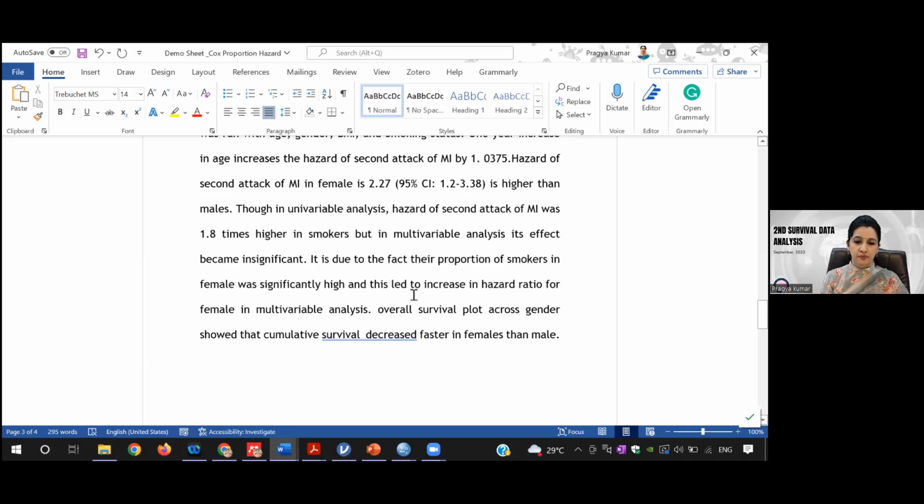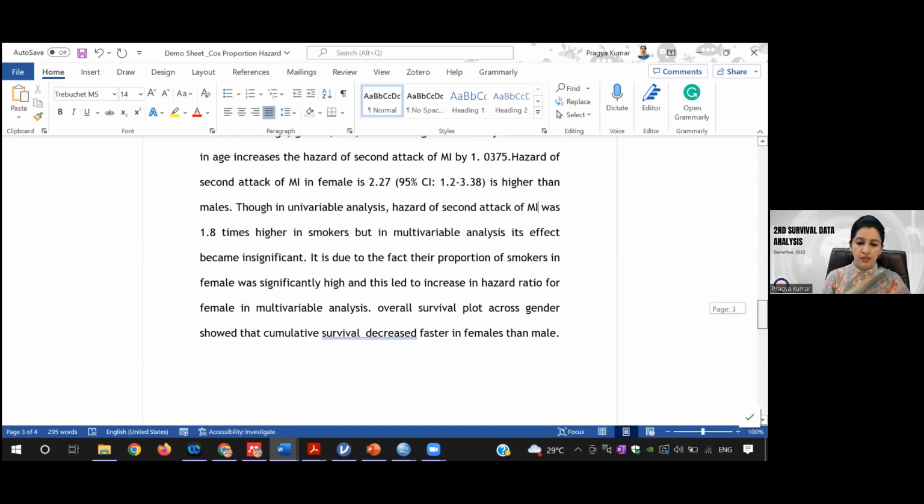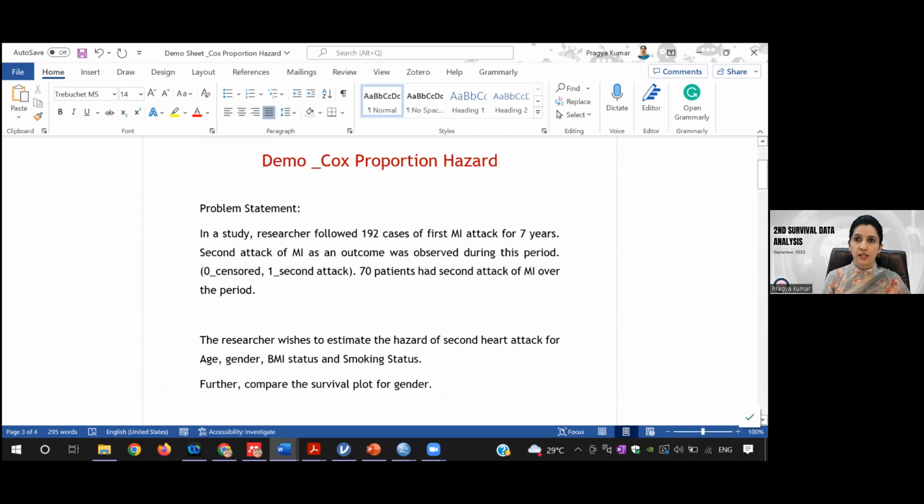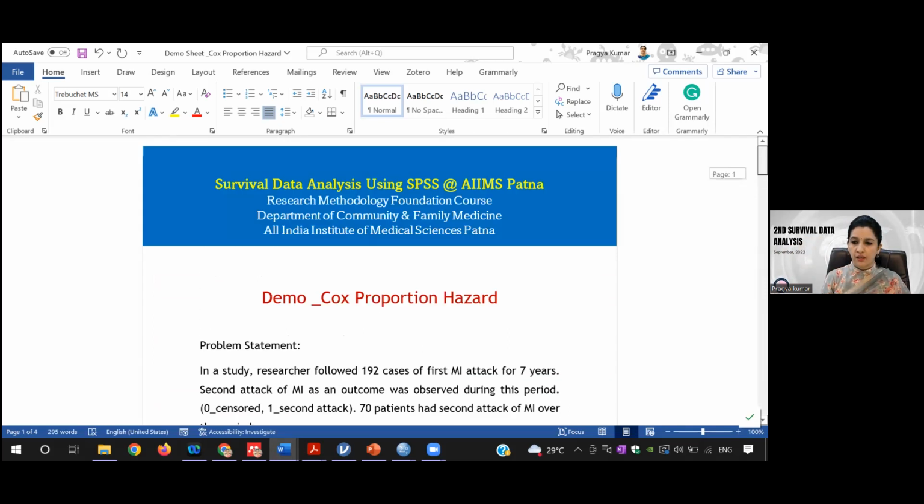Because before you perform these analyses, definitely you are going to give some baseline characteristics between these categories, like the proportion of male and female, and the descriptive proportion of all these variables in each gender. So it is due to the fact that the smokers in females are significantly high, and this led to the increased hazard ratio of female in multivariable. Overall survival plot across gender showed cumulative survival decreases faster in females than males. So that's how you can write the interpretation.